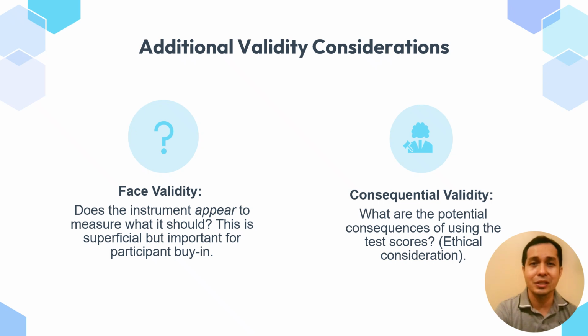Another is consequential validity. It is an ethical consideration. It forces us to ask, what are the potential consequences of these test scores? Could they unfairly label students? This reminds us that our research tools have a real-world impact.